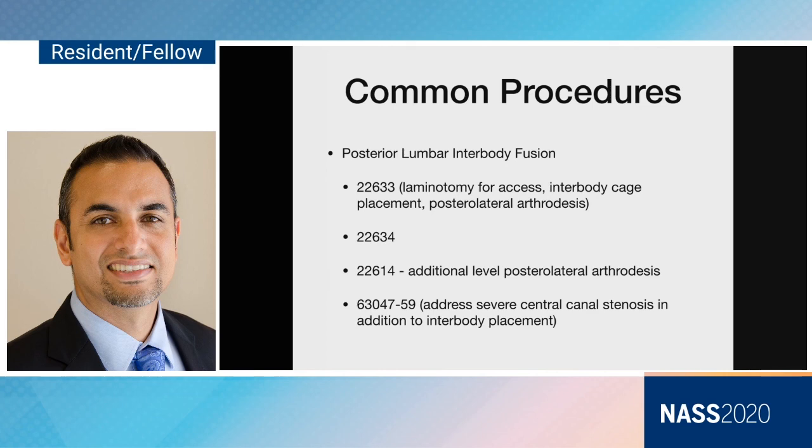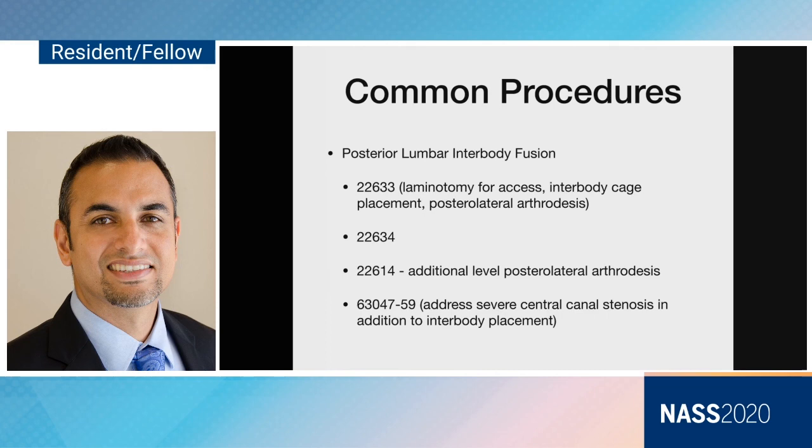Let's say there's a situation where you did a 2-level fusion, but you only put an interbody in at 1 level. Well, the interbody arthrodesis gets coded into the 22633, but the additional level arthrodesis can be separately coded as 22614.